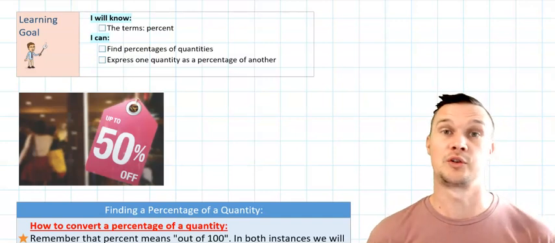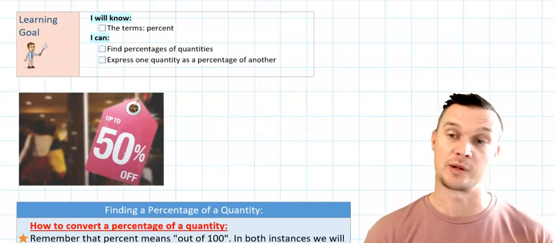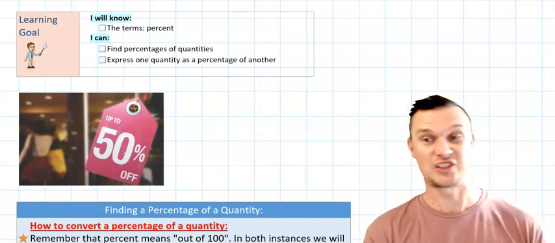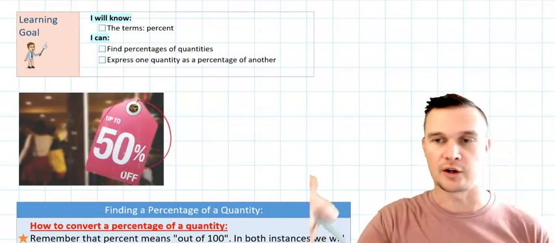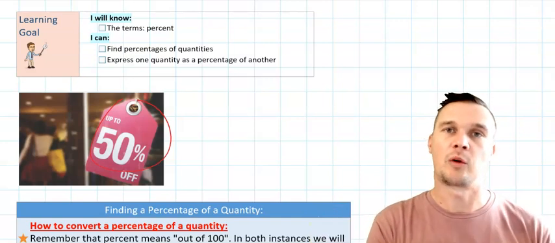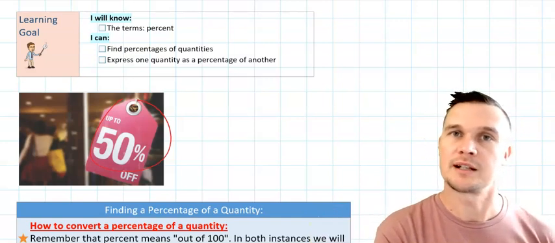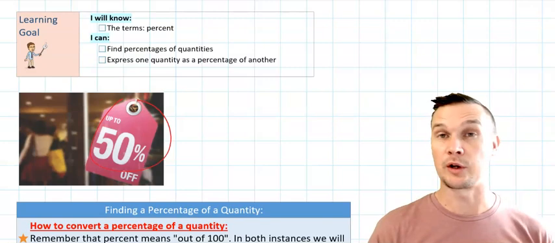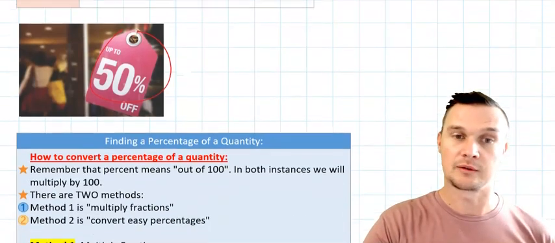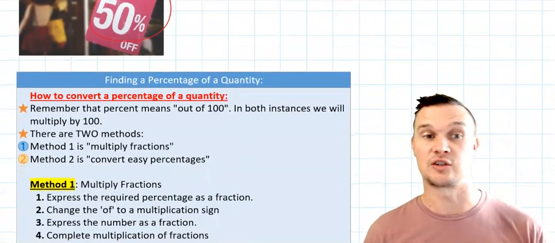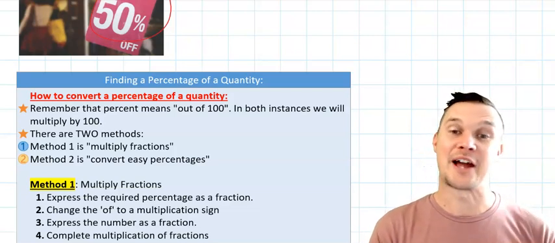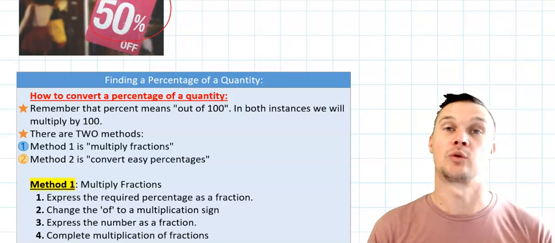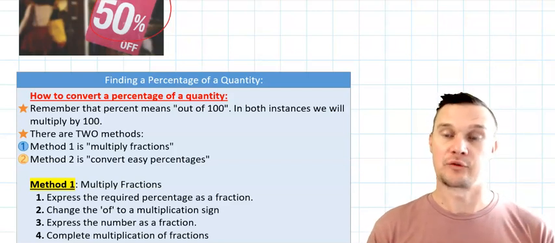We might often get examples of this where you might be shopping online, and you see an item that says up to 50% off. You want to be able to determine what 50% of that item is, and you need to be able to calculate that. So we're going to look at two ways of how we can find a percentage of a quantity. And again, we need to remember that percent means out of 100. So in both instances, we need to apply that out of 100 scenario.